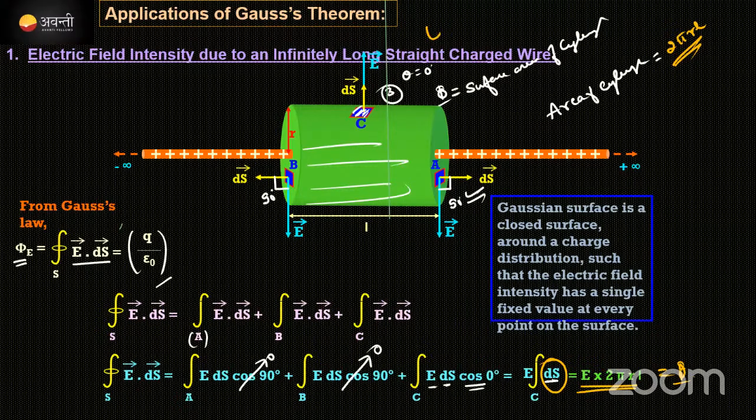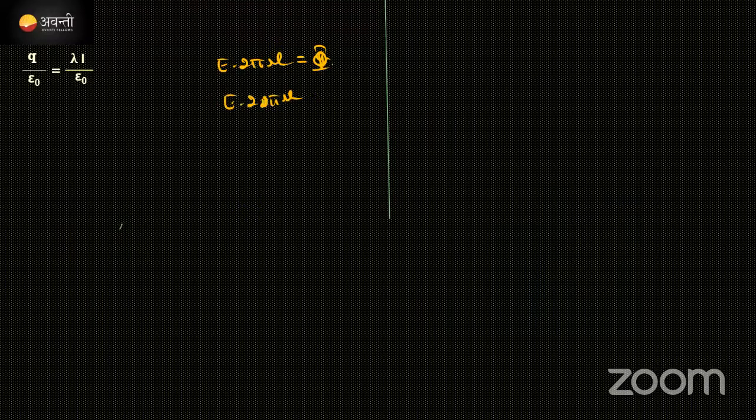Here is the electric field intensity. Now I want to derive this electric field intensity. Look, we got one equation here: E into 2 pi RL will be equal to flux. Correct? Then according to Gauss, the flux value will be Q by epsilon naught, so we need to equate this to Q by epsilon naught.